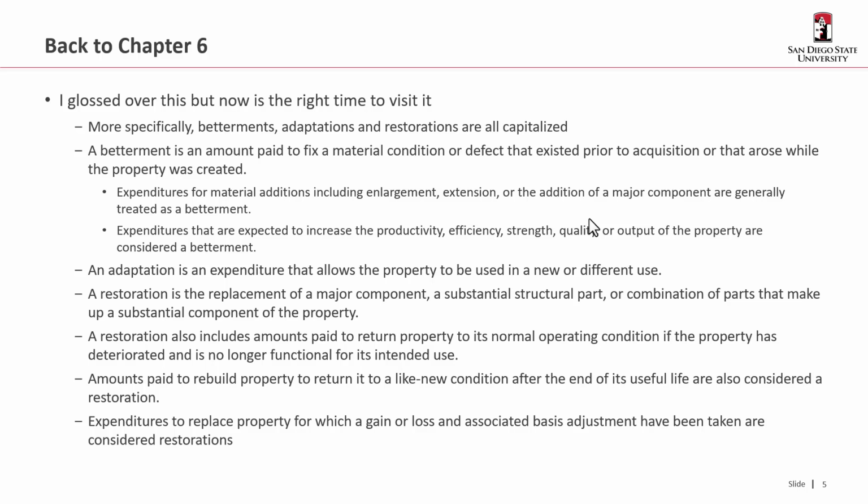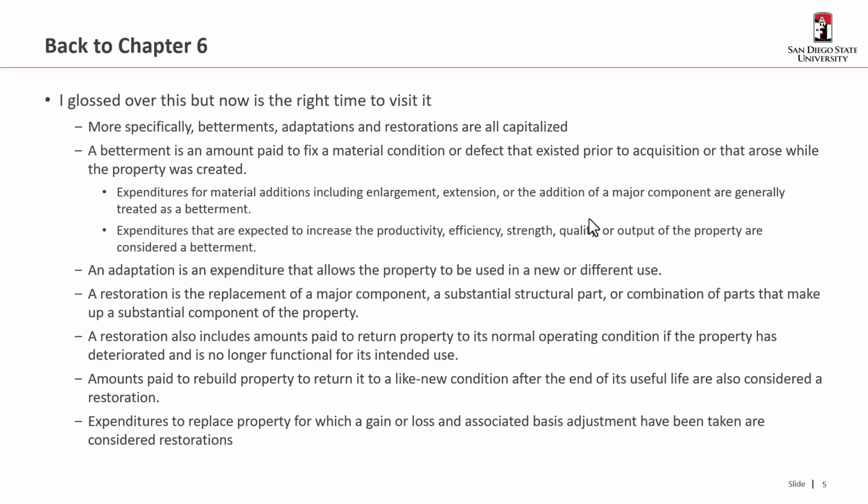So what's a betterment? A betterment is an amount paid to fix a material condition or a defect that existed prior to acquisition, or that arose while the property was created. And what that means is it arose when you were constructing or building it. So we don't always buy our assets. We sometimes create them as well. Expenditures for material additions, including enlargements, extensions, the addition of a major component, are generally treated as a betterment. Expenditures that are expected to increase the productivity, efficiency, strength, quality, or output of property are considered a betterment.